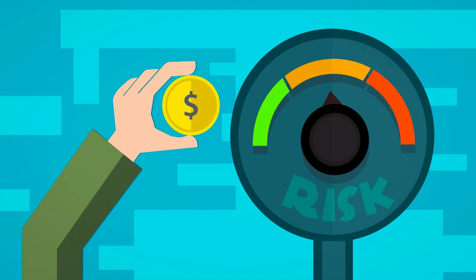Risk-reward ratio. Determine the potential reward relative to the amount you're risking on a trade. For example, a common risk-reward ratio might be 1 to 2, meaning you're aiming for a profit twice the size of your potential loss. This ratio helps ensure that your winning trades can offset your losing trades over time.